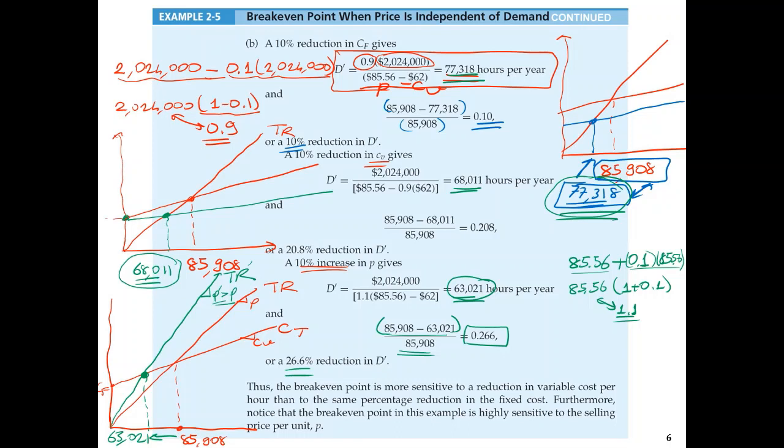So as a result, when we compare these, we will say that the break-even point is highly sensitive to the selling price. So the selling price is more important than the variable cost, and it is more important than the fixed cost. It is more sensitive to price than the variable cost, and the least sensitive to the fixed cost.